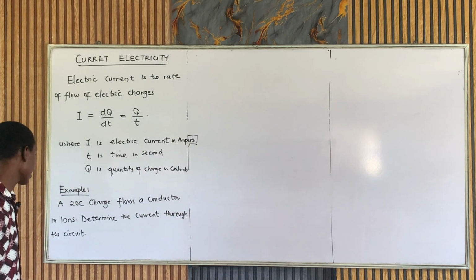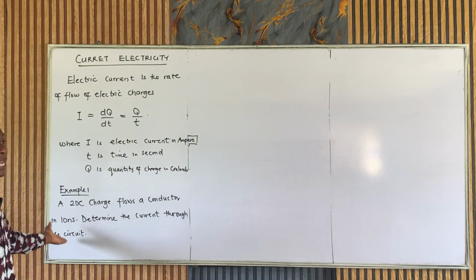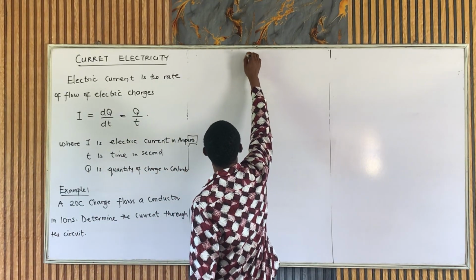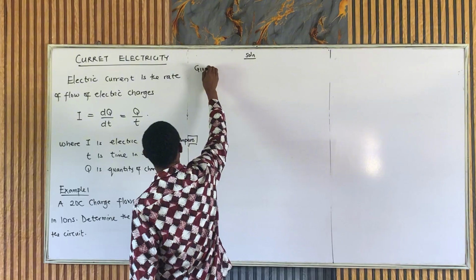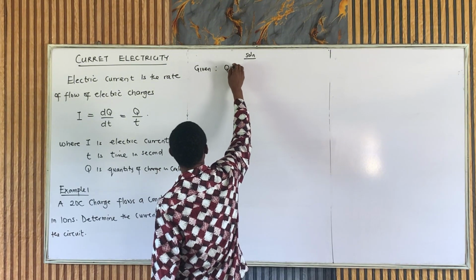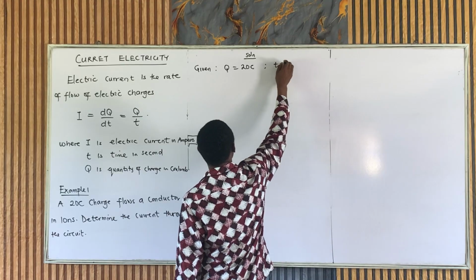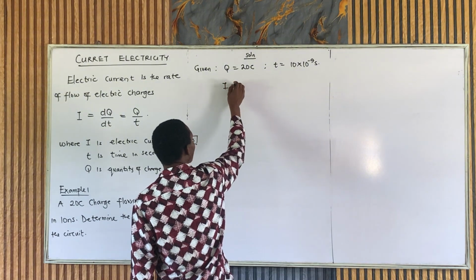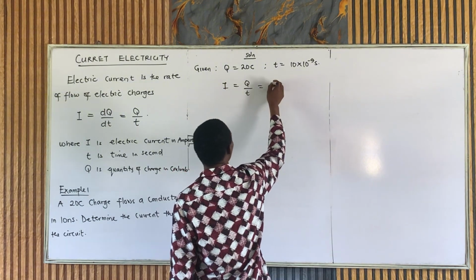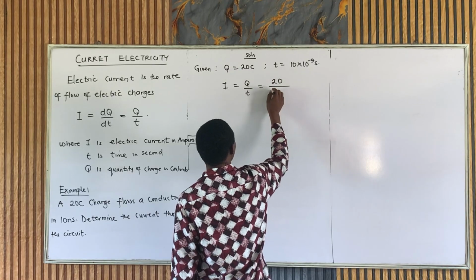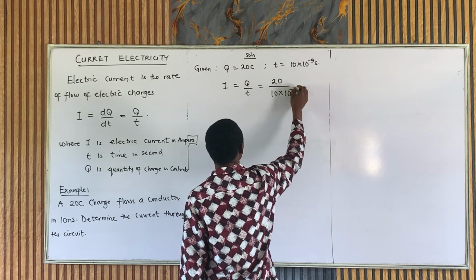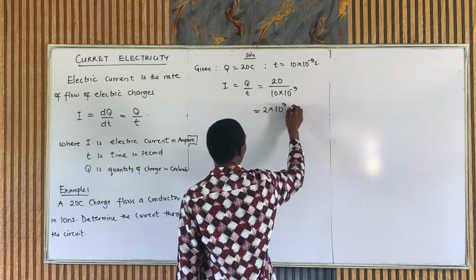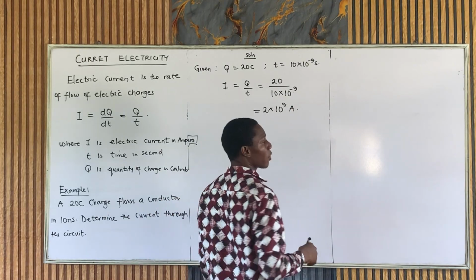So let's look at this example. For instance, a 20-coulomb charge flows through a conductor in 10 nanoseconds. Determine the current through the circuit. So what are we given here? We are given the charge, 20 coulomb, and we are given the time, 10 nanoseconds, that is 10 times 10 raised to the minus 9 seconds. So we can say I is Q over T, which is 20 over 10 times 10 raised to the power minus 9. So this will simply be 2 times 10 raised to the power 9 ampere, that's the unit for current.